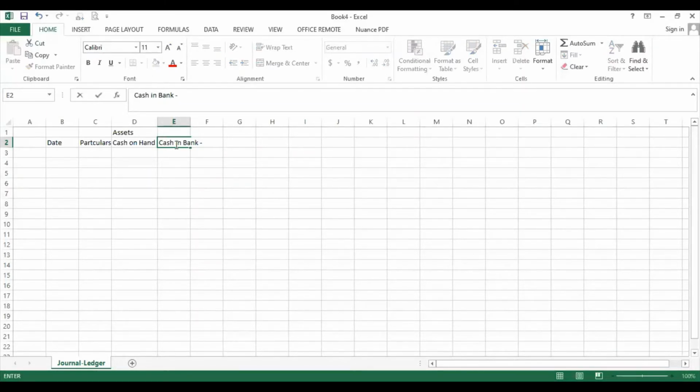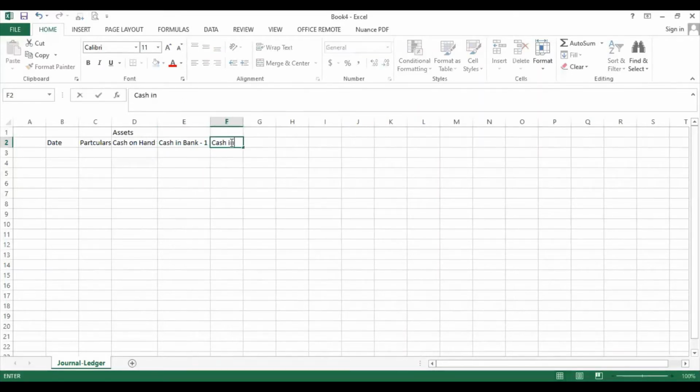Of course, if you have cash in bank, you can have cash in bank-1 and cash in bank-2. So in actual practice, this cash in bank 1 could mean a different bank, and bank 2 is also a different bank. Or it could also mean that these two are in the same bank, but bank 1 and bank 2 have different account numbers.